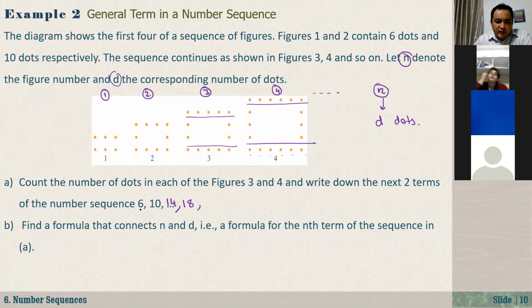So what is the rule here then? We are starting with 6 dots, and each time we are adding 4 dots to draw the next figure. So here we have 6, 10, 14, 18. Next one will be 22. Next one will be 26, and so on. Now find a formula that connects n and d. Find a formula for the nth term of the sequence.